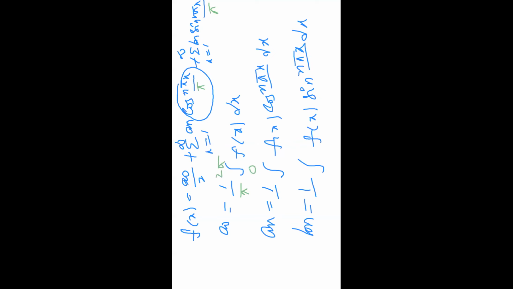f of x dx. And the an formula, 1 by L, 1 by L means 1 by pi, integral 0 to 2 pi f of x cos n pi x by L. So L equal to pi. And the last bn value, 1 by L, L equal to pi, in the limits 0 to 2 pi f of x sin n pi x by L, L equal to pi. Now we have to do cancellation of pi.